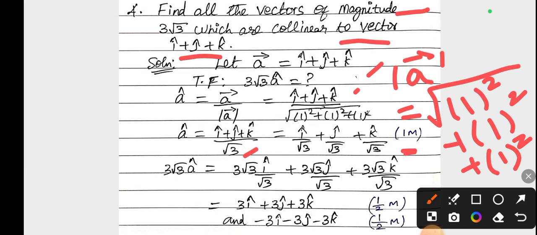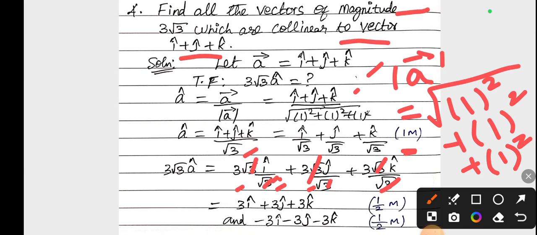Then they're asking 3 root 3 A cap. So you have to write 3 root 3, and multiply. Good news is root 3 cancels. The cancellation when I'm doing, sure I'm getting satisfying for me. And what error are people making when they're doing this sum? Some write 3i cap plus 3j cap plus 3k cap, and they stop. But actually, the sum is not over. Why, sir? Because it is collinear, so it can be plus or minus. So that way you have to write even minus 3i, minus 3j, minus 3k.